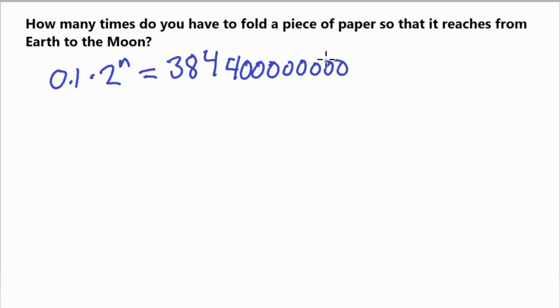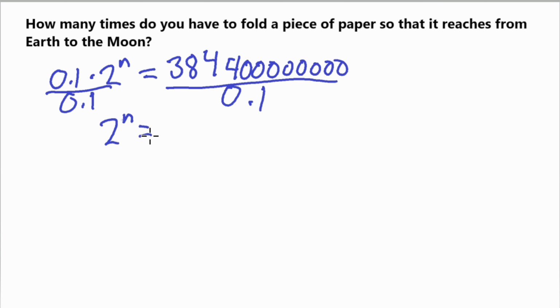So first things first, we have the 0.1 on the left side, so let's get rid of that. So divide that out. And now I know we will have a big ugly number again, but feel free to use your calculator for this. And I'm going to write it in simplified form. It will be 3.844 times 10 to the 12th.